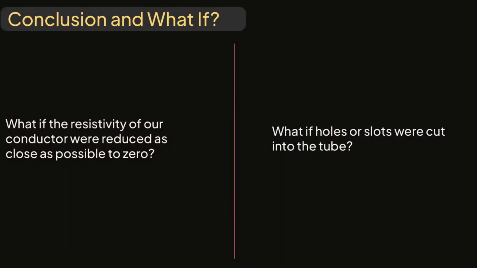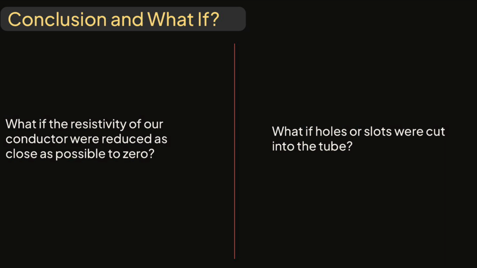To conclude, let's address our what-if questions. First, what if the resistivity of our conductor were reduced as close as possible to 0? By Ohm's law, if the resistivity approaches 0, the electrical resistance of the rings drops to 0. This would cause the induced currents to become incredibly large. Consequently, the upward magnetic braking force would balance gravity almost immediately, slowing the terminal velocity to near 0 and causing the magnet to practically hover or take an exceptionally long time to fall through the tube.